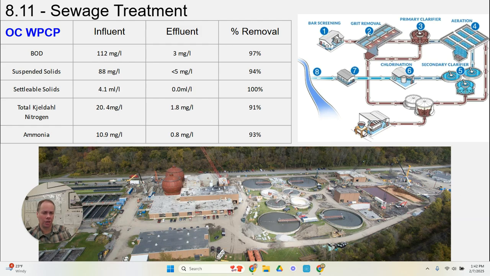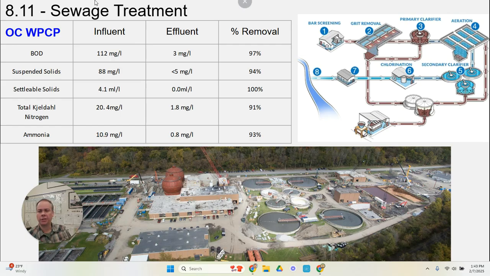Again, here's just a more general model where we have screening of the incoming material, the removal of grit, clarification, eventually onto secondary treatment where we aerate, bacteria break down organic matter, eventually chlorinate to disinfect, and eventually that liquid gets passed out into the water as effluent. The solid parts, the sludge, is disposed of at the landfill.